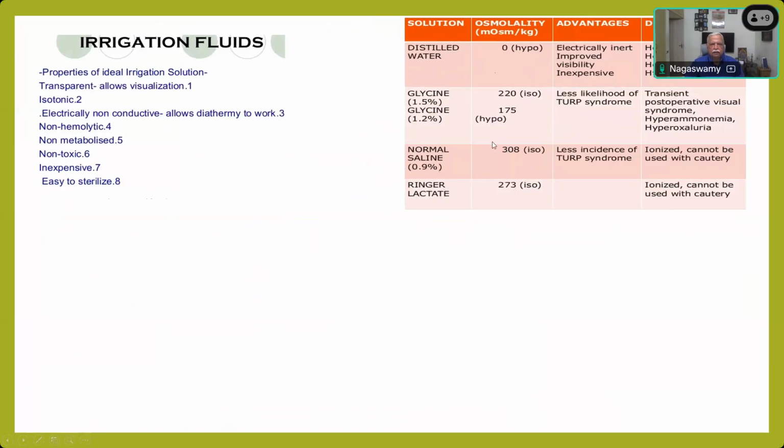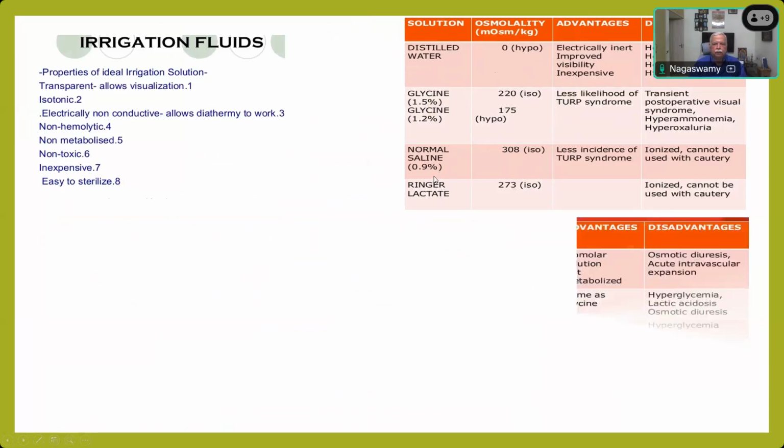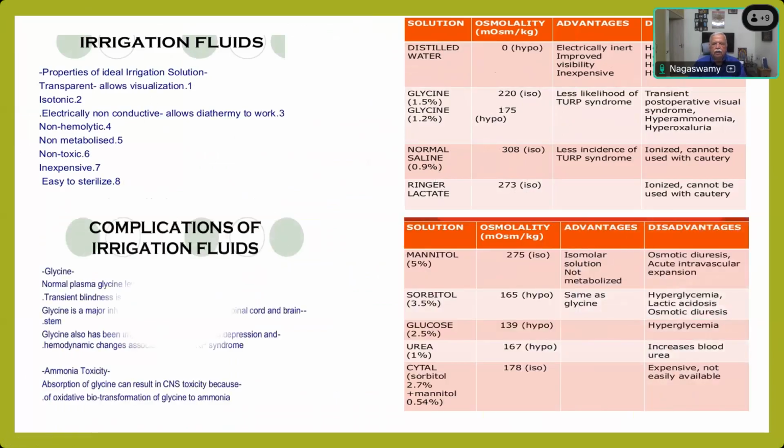The characteristic is it should be, as far as possible, isoosmolar, so that it will not get absorbed very rapidly. But the glycine that we use is not totally isoosmolar, it is slightly hypoosmolar only. And other fluids are mannitol, sorbitol, glucose. These were used earlier, but nowadays are not very commonly used.